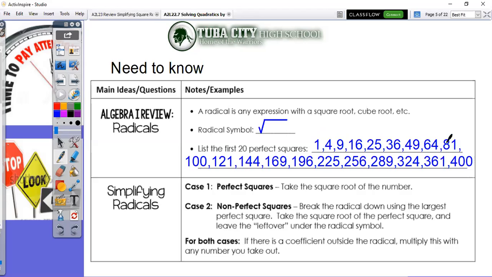It's a good thing to have all of these numbers listed because we're going to need to use them for simplifying square roots or simplifying radicals. So we've got 400, which is 20 times 20. If you use this, you'll be able to find them a little bit easier.